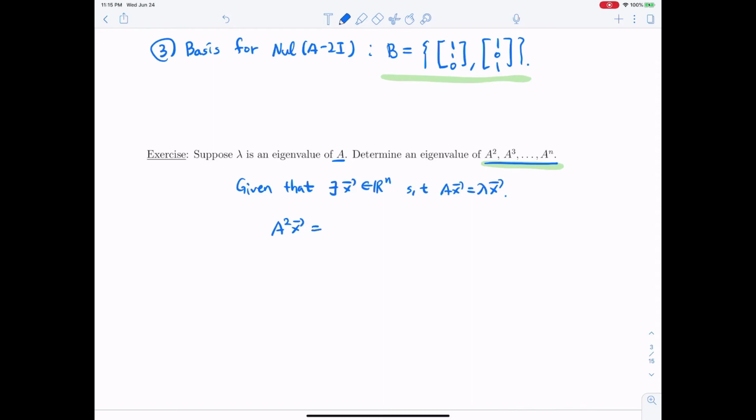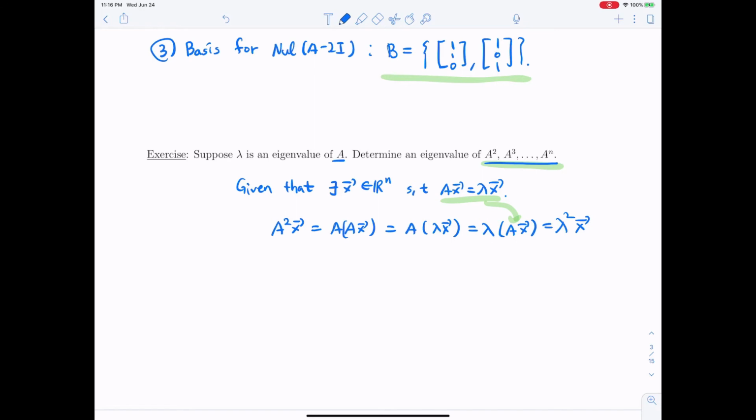Well, basically we can separate this as A times Ax. This equals A times lambda times x. But we can factor out the scalar outside of the matrix-vector product. So this gives you lambda times Ax. Or in other words, we can apply this again over here. That gives you lambda squared times x.